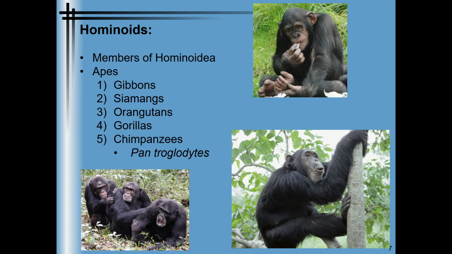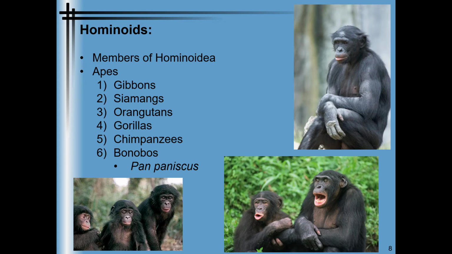In addition to chimps, we have another ape species that's very similar. In fact, they share the same genus. So here we see bonobos. Now remember, chimps were Pan troglodytes. Bonobos are Pan paniscus. They're two different species that are a member of the same genus.